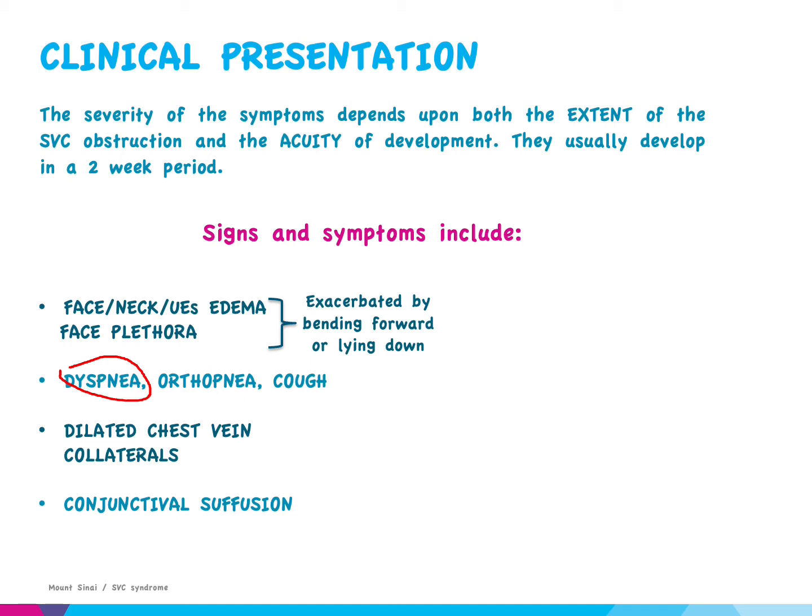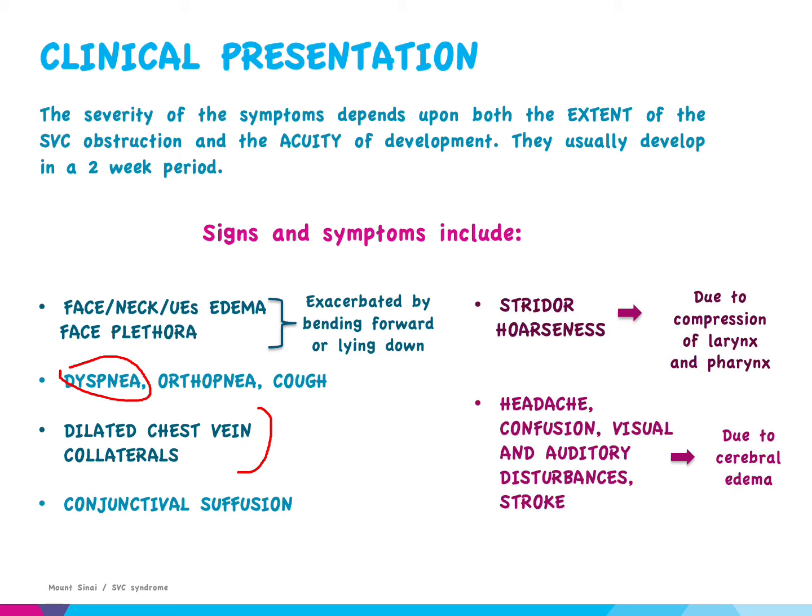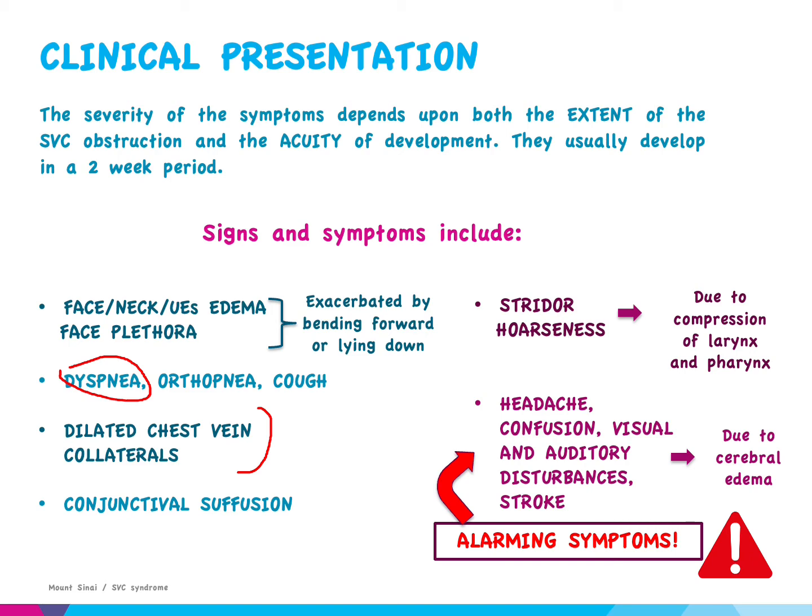As we said before, the obstruction will cause dilation of the chest vein collaterals that are opening up to reroute the blood, and there can also be conjunctival suffusion. What do we have to fear though? We have to fear the edema of the brain and the edema around the airway. The most alarming symptoms are the following: stridor and hoarseness. They are caused by the compression of the larynx and of the pharynx due to the edema. And then if there is cerebral edema, we need to be very careful with these patients. They will start to have headache, confusion, even symptoms due to ischemia like strokes basically.